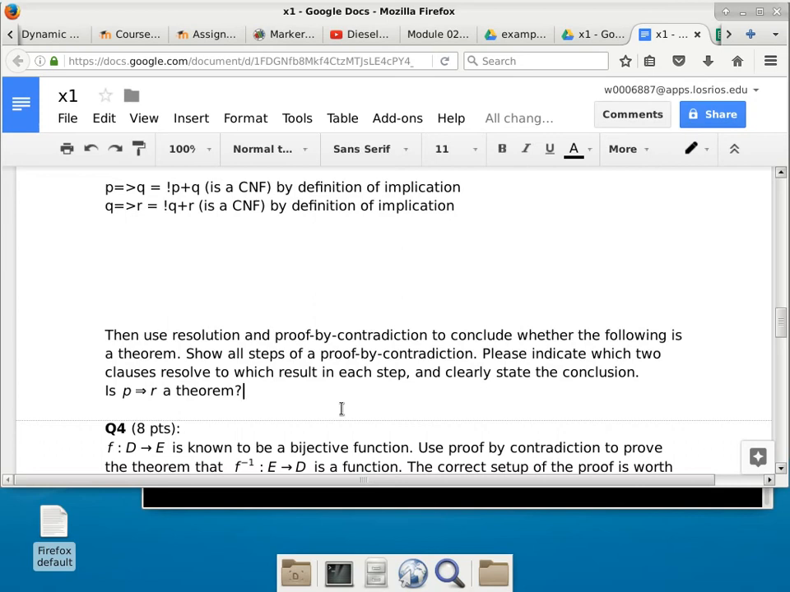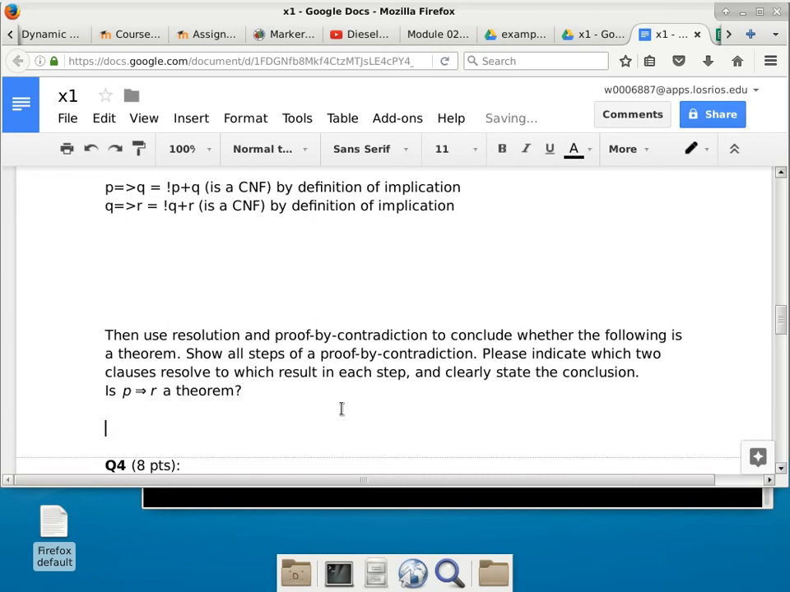That's the first part. Then use resolution and proof by contradiction to conclude whether the following is a theorem or not: P implies R. Now you have to be careful, because in this case I need you to show the steps, which basically means you need to tell me the negation of the theorem. So you have to say the negated theorem is the negation of P implies R, and that is the negation of not P or R. Once you apply De Morgan's law, you end up with the negation of not P and the negation of R.